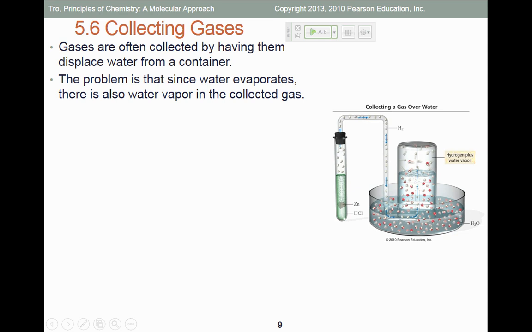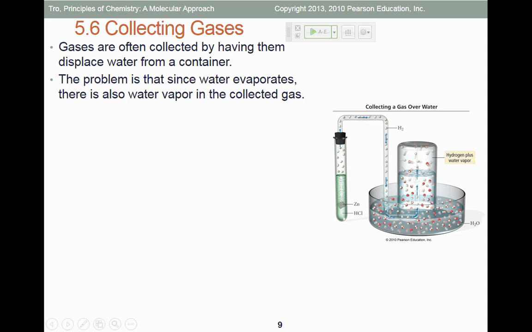Gases are often collected because, you know, a gas forms, you can't see it. You might see smoke, but you mostly can't see gas. You can't really capture it so much. It's not like forming a solid that we can precipitate and filter. So how do we figure out how much gas is being formed? How do we collect gases?